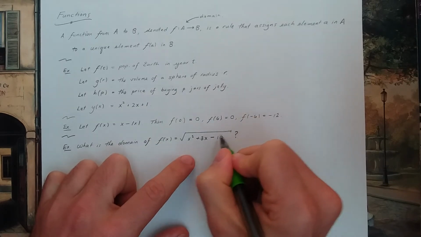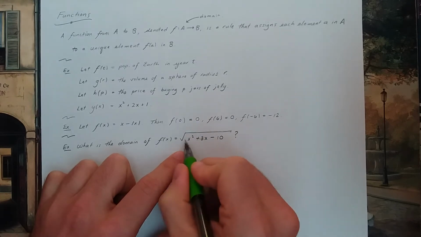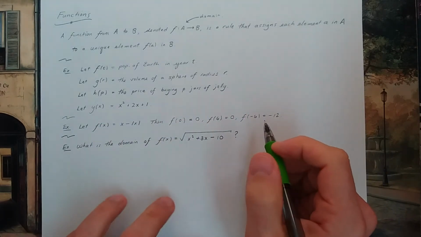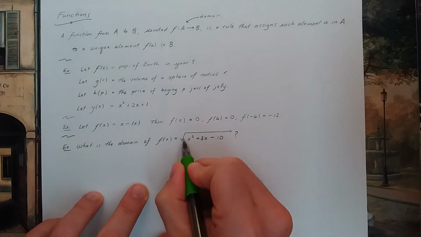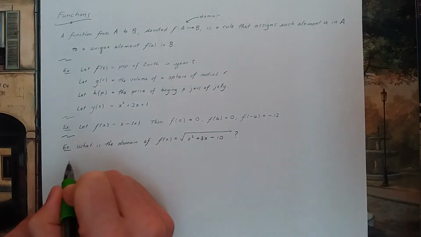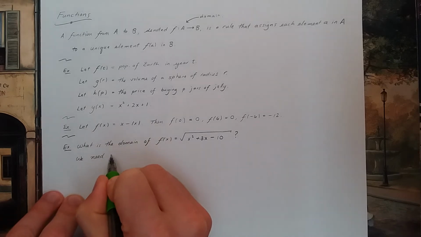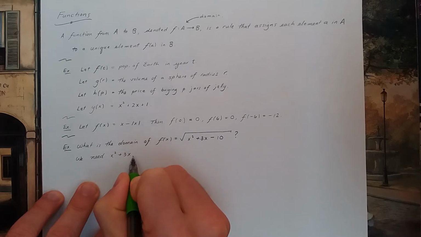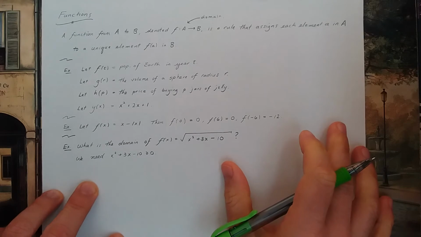Now, we've discussed this in previous videos. When you have a square root function, I don't want a negative number under the square root. I don't want to get a complex number out. I want to get a real number. So the implied domain are values of x for which I'm not taking the square root of a negative number. So in other words, we need x squared plus 3x minus 10 to be a number that's bigger than or equal to 0.